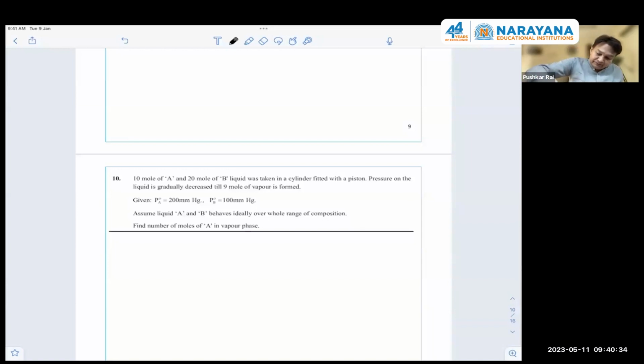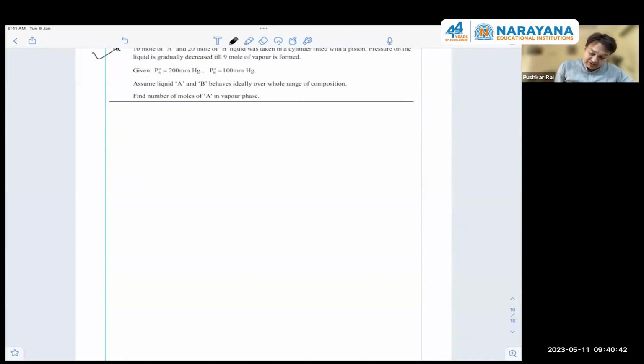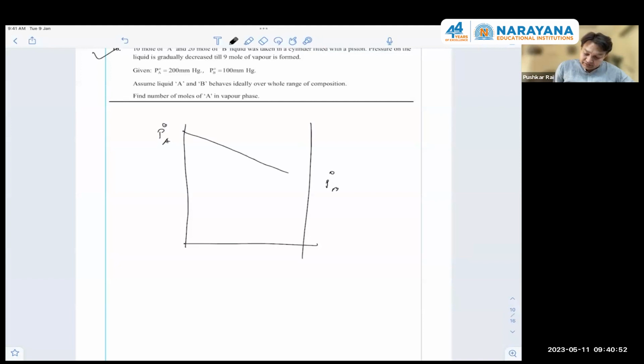See question number 10. This is also a very interesting question. This question number 10 is based on this fact. You might have seen this diagram. P0 A, Raoult's law, P0 B. Might have seen it, okay? You might have seen in this diagram, there is another diagram like this. This is XA equals 1.